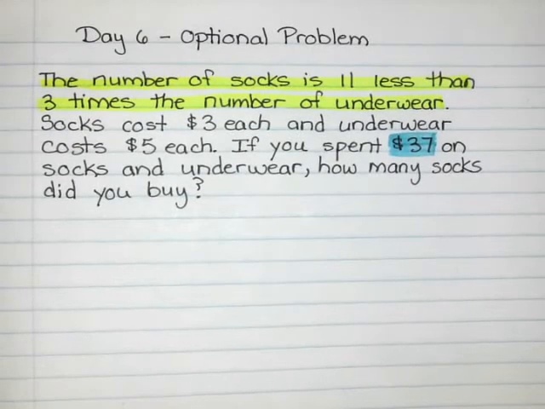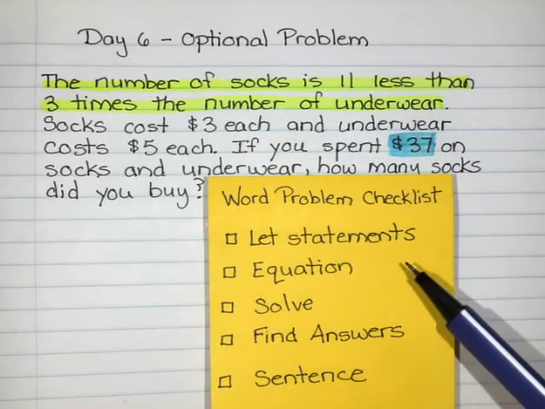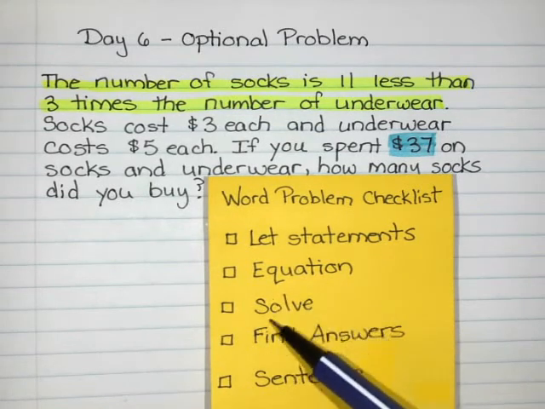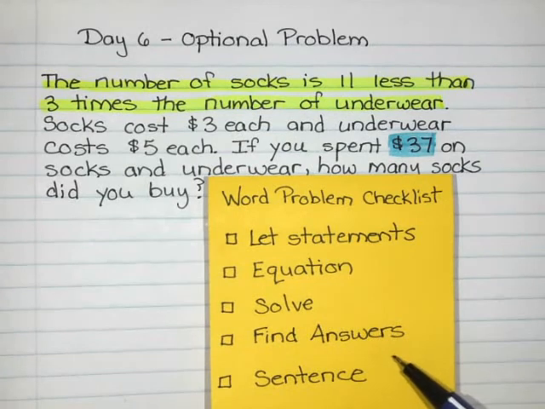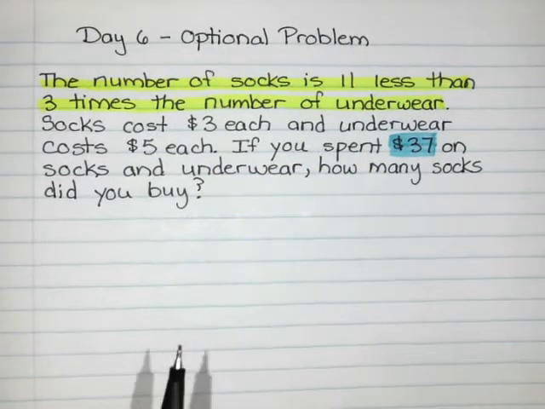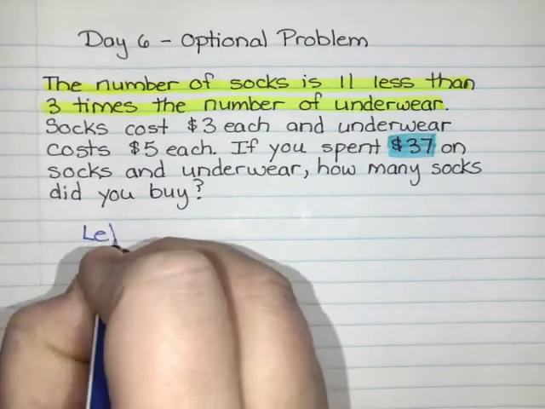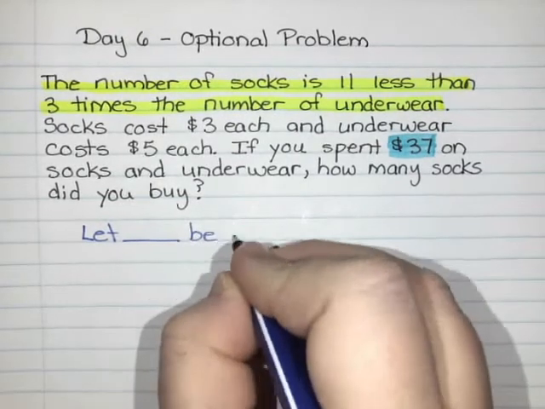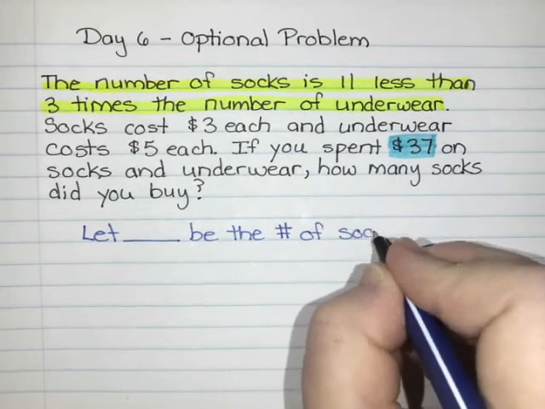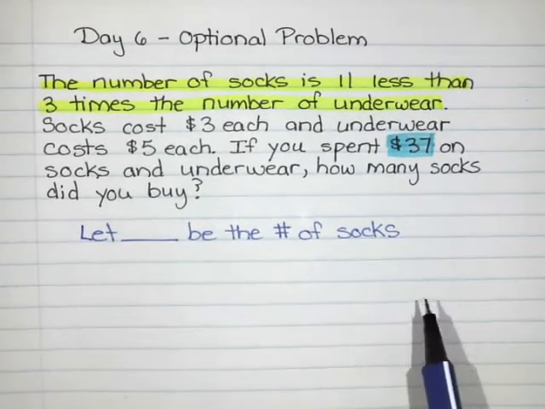When I'm doing a question, the first thing we need to do is write let statements to identify variables that we're using. Then we're going to make an equation, solve that equation, take our answer from solving and go back and figure out what the question was asking, and then write a sentence. In my question, it says, how many socks did you buy? Which means one of my unknowns is socks. So I'm going to let something be the number of socks. Not the cost of the socks. I already know socks are $3, so I don't need to worry about that. I just need to know how many socks there are.